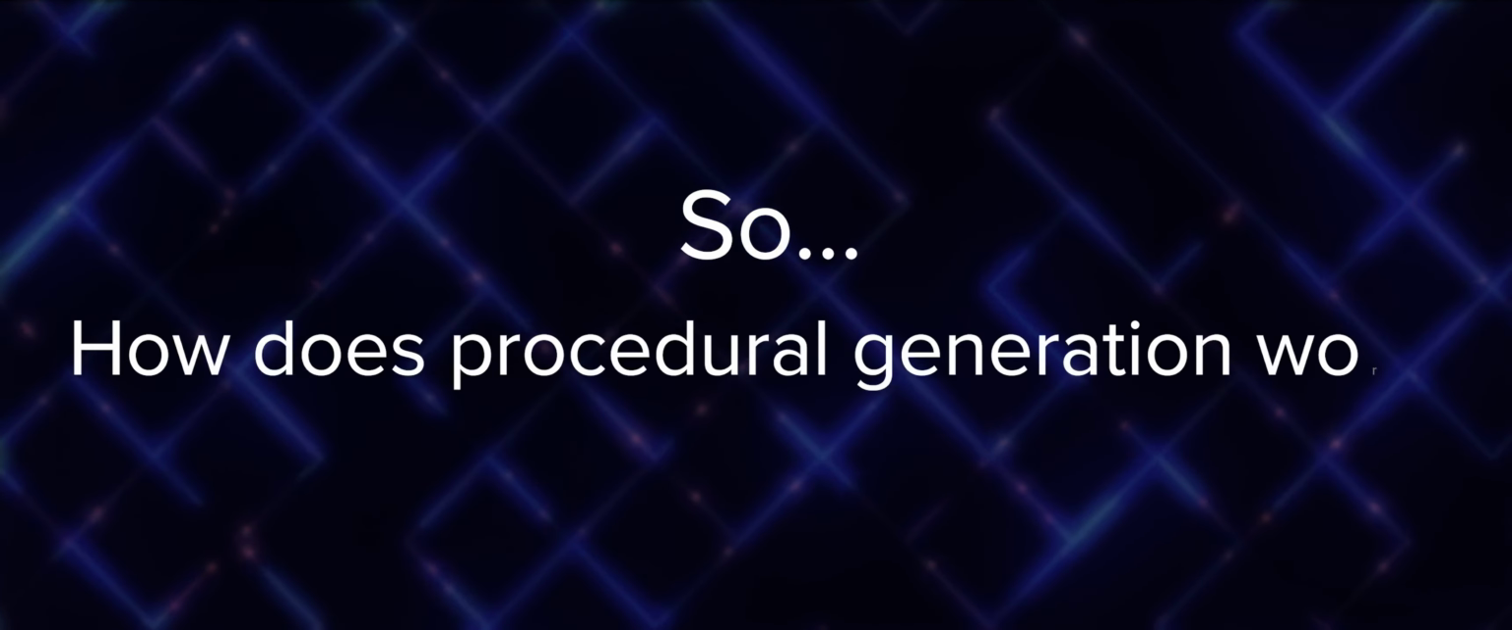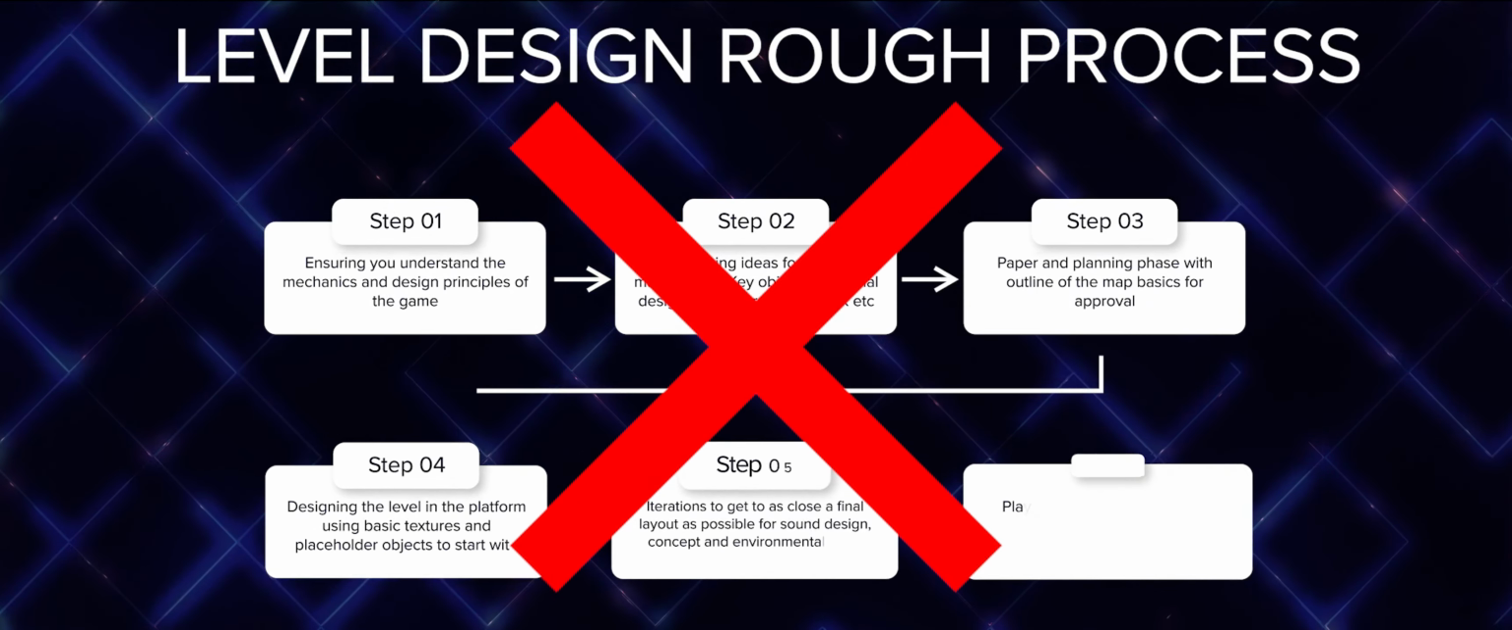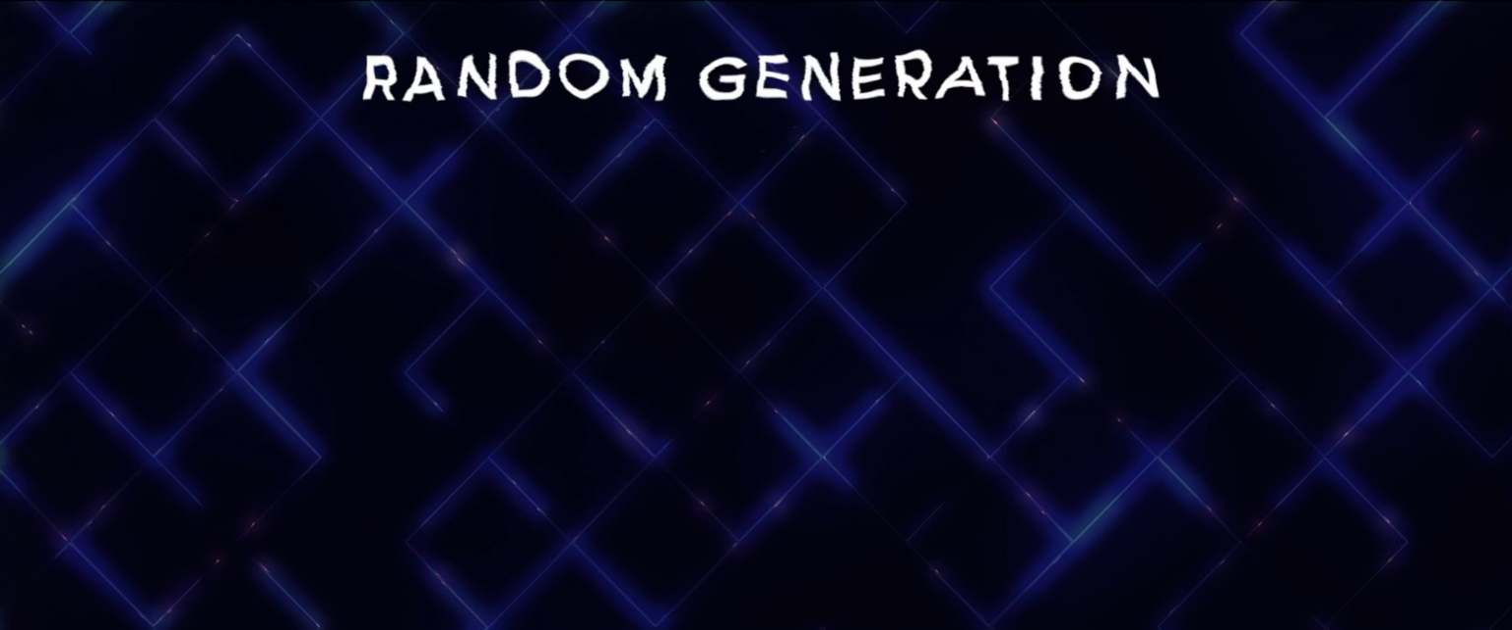So how does procedural generation work? Well, it's quite different to the process we've just gone through and comes in different forms that we need to understand. One is random generation.